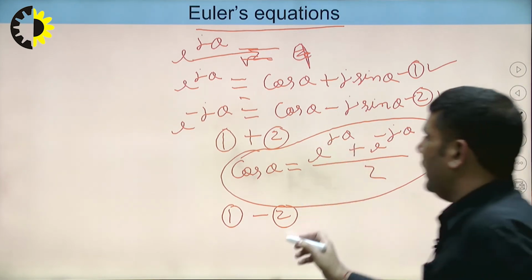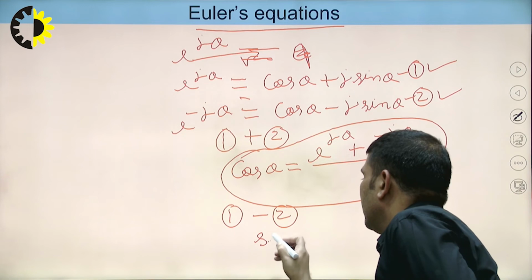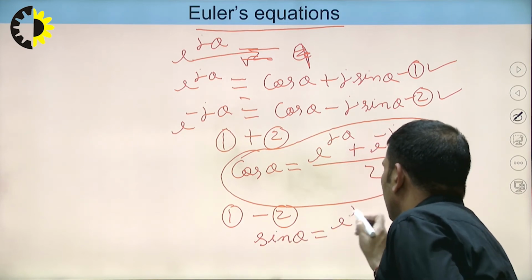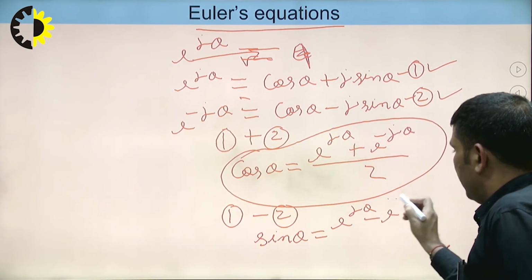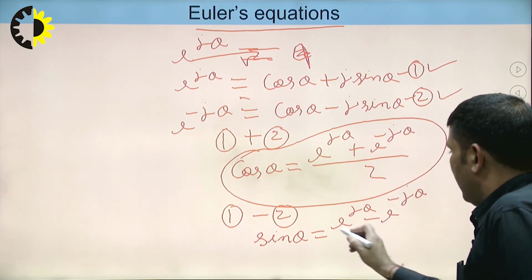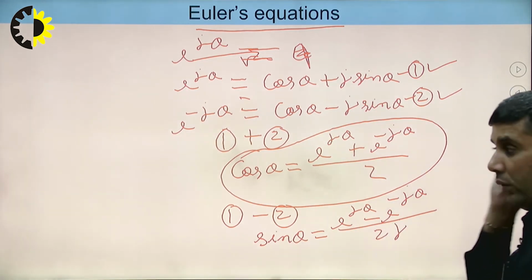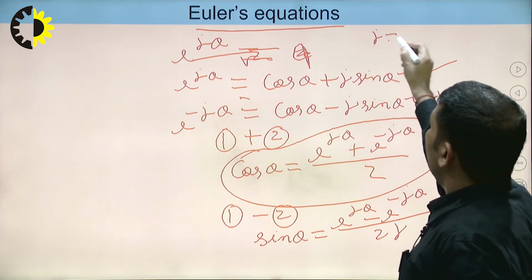Similarly, equation number 1 minus equation number 2, then you will get sin theta in terms of exponential function. That comes out to be e raised to power j theta minus e raised to power minus j theta upon 2j. So what is j here? We already know what j is here. J is the square root of minus 1.